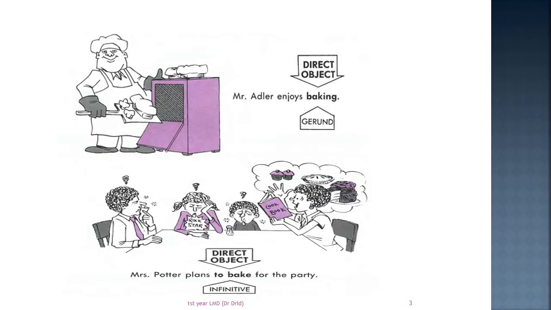In the second example, Mrs. Potter plans to bake for the party. What does Mrs. Potter plan? She plans to bake. This is the direct object.